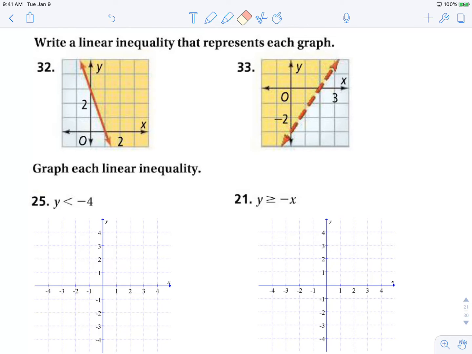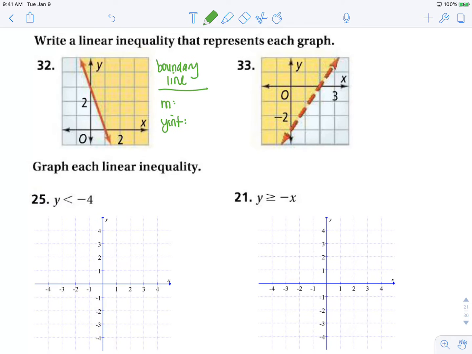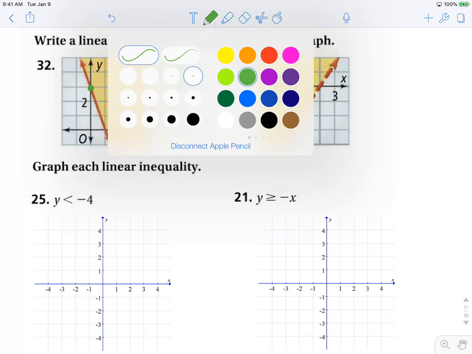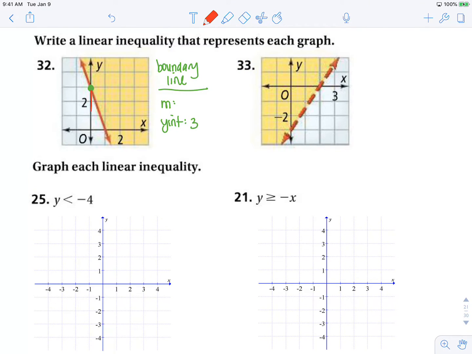Write a linear inequality that represents each graph. So remember, each linear inequality is bounded by a boundary line. And for this boundary line, we should be able to see a slope and a y-intercept. So first, I see that my y-intercept is here at 3, and my slope is down 3/1, -3. So we see our boundary line's equation.